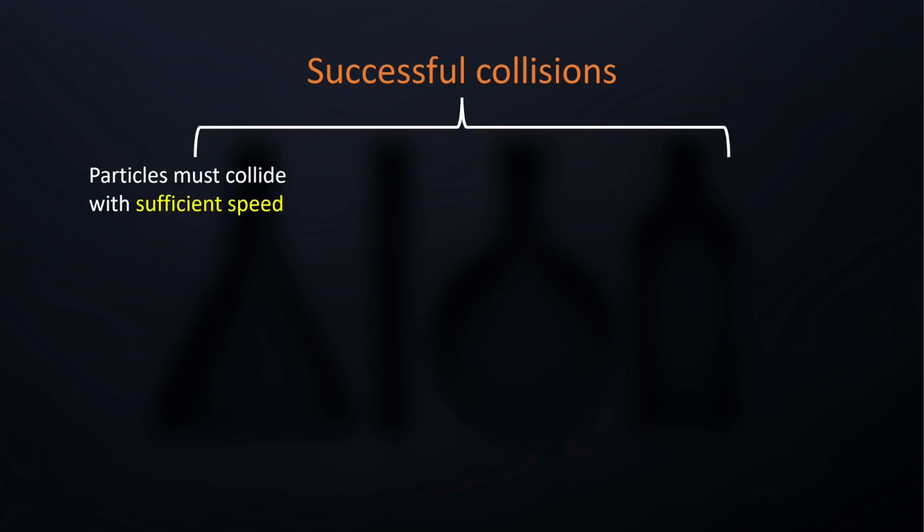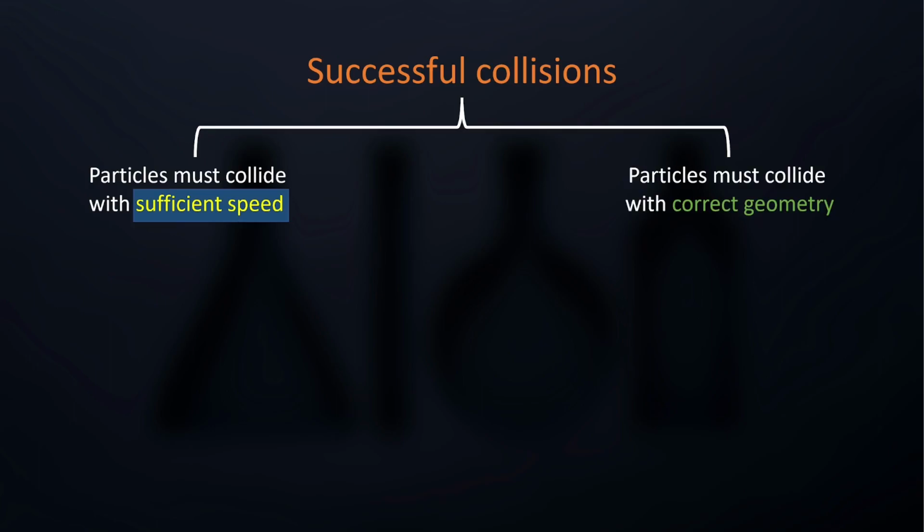As it turns out, there are two requirements for a successful collision. The first one is the particles must collide with sufficient speed. The second requirement is the particles must collide with the correct geometry. Now, instead of saying sufficient speed, we can also say sufficient kinetic energy. And that's because, recall, the kinetic energy equation is equal to 1/2 mv squared. So essentially, the kinetic energy is proportional to velocity, which is pretty much the same thing as speed in our case.